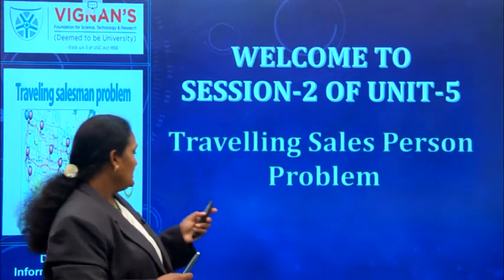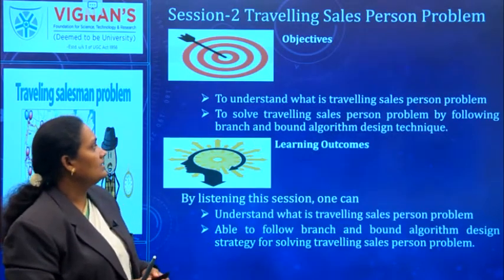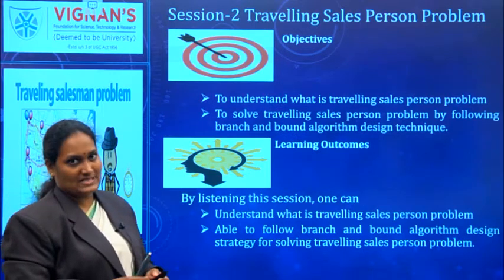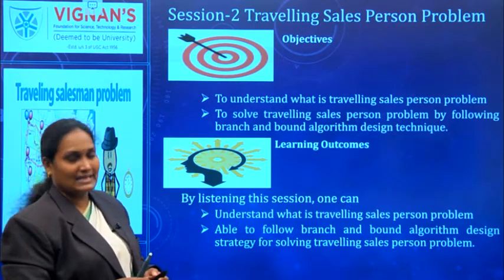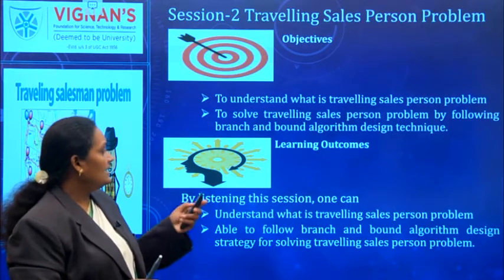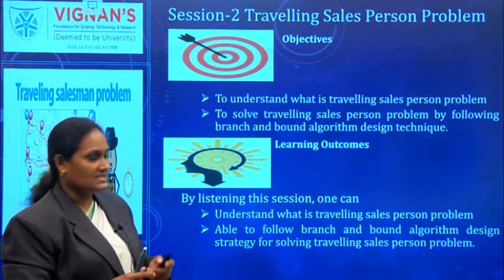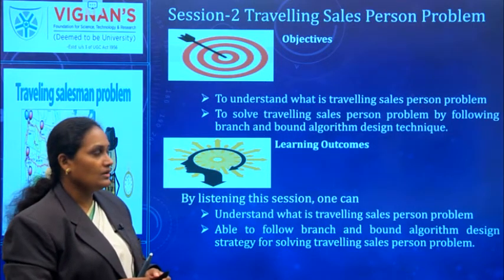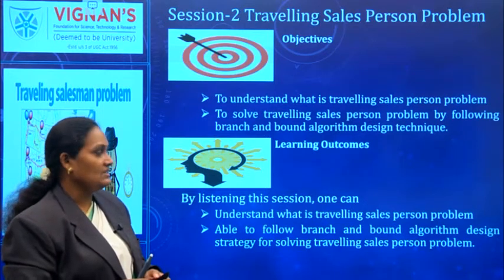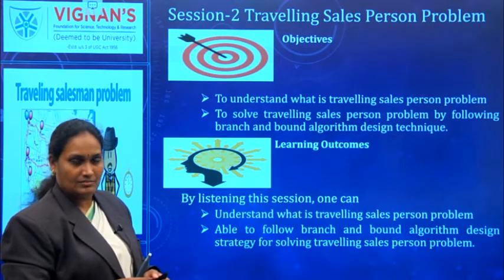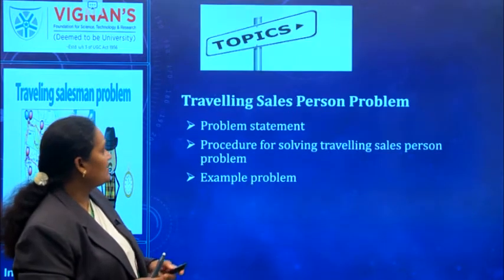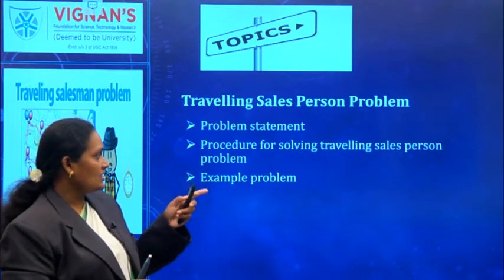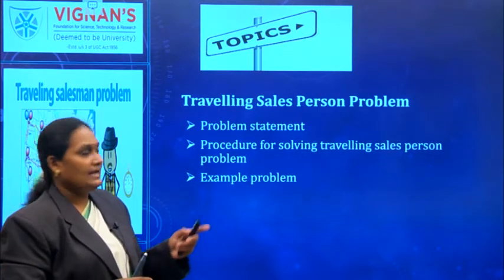How we are going to solve the traveling salesperson problem in the branch and bound design strategy, that we are going to see now. The main objectives of this session are to understand what the traveling salesperson problem is, and to solve it by following the branch and bound algorithm design strategy. The learning outcomes are that one can understand the traveling salesperson problem and follow branch and bound to solve it. The topics we are going to cover are the problem statement, the procedure for solving the traveling salesperson problem, and an example problem.